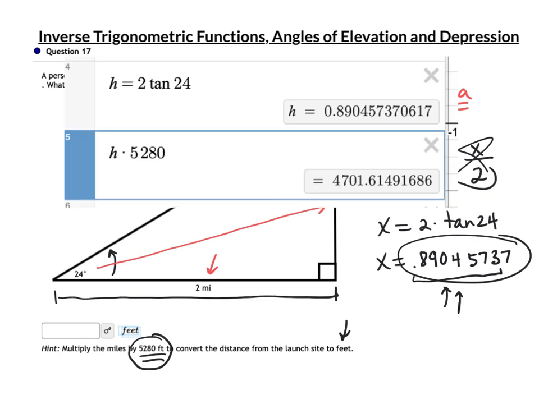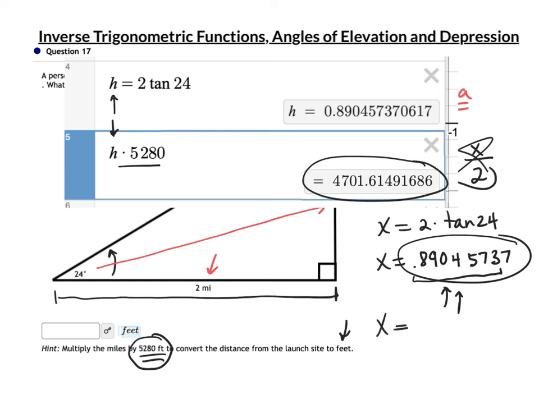One, you can store your answer. I called it H for height of the rocket. You can store that in a variable h in Desmos. Just type h equal 2 tangent 24, h equal whatever you want. You can use any variable you want. And then what you're going to do is multiply h times 5,280. Desmos will store the variable until it changes as you go down the list of calculations. So this would be your answer right here.